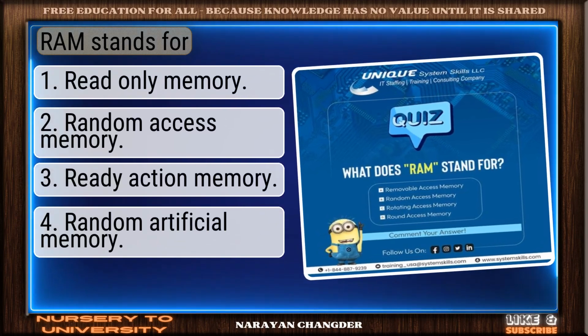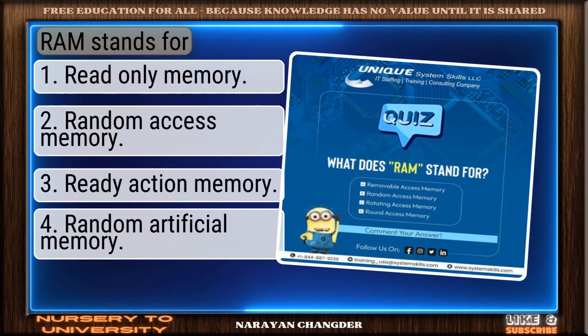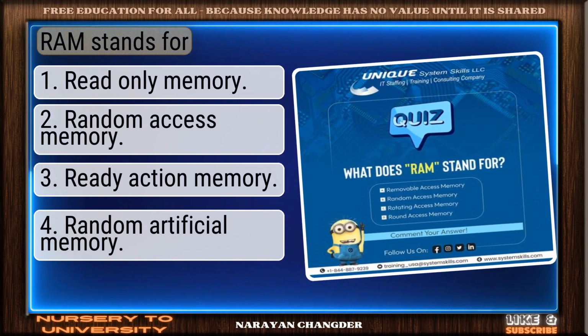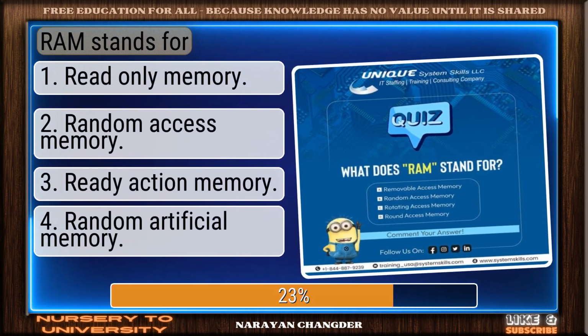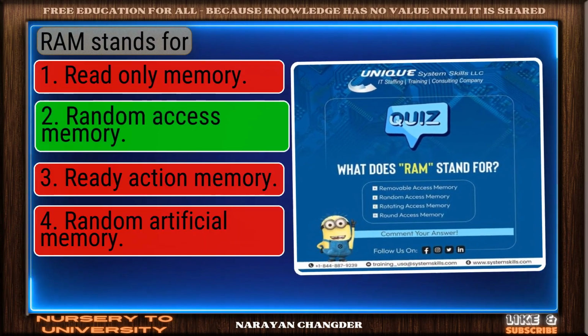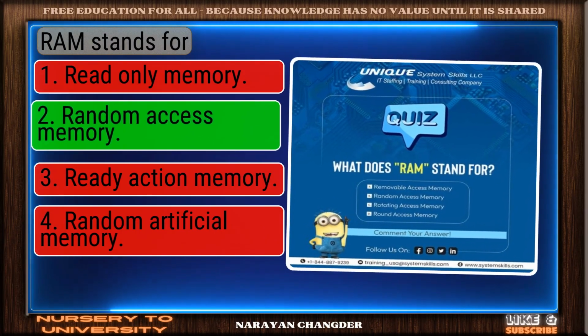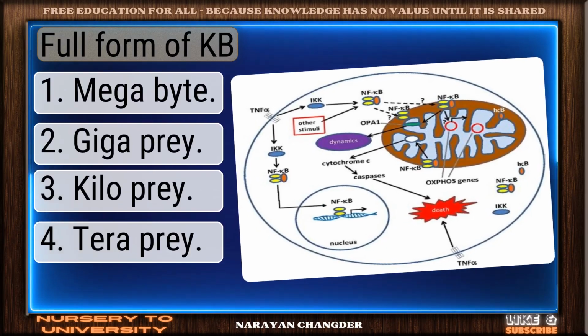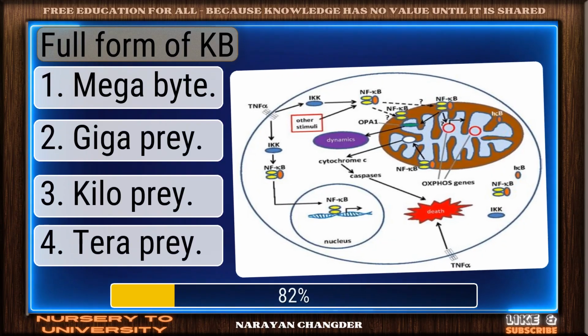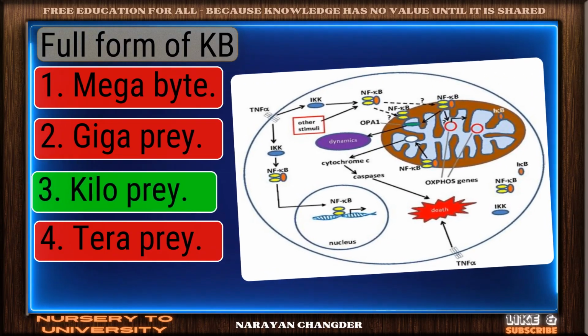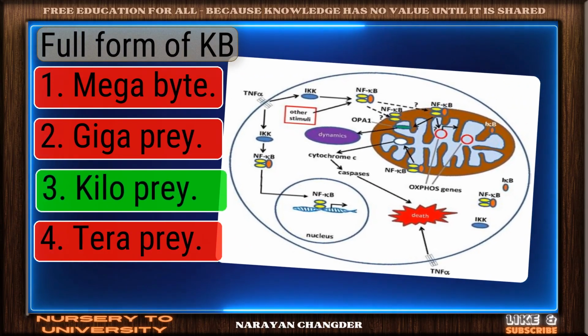Can you solve all these Class 4 Computer Chapter 5 Storage Devices questions? RAM stands for. Good thinking. Random access memory is the right answer. Full form of PC? Smart move. Kilo Prey is an accurate answer.